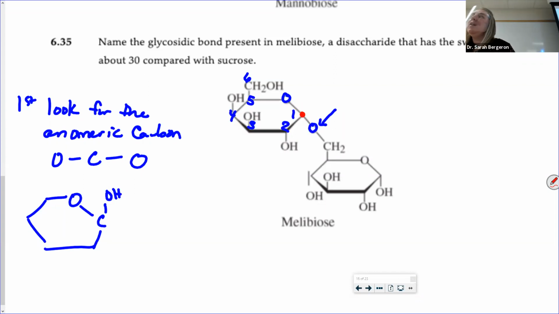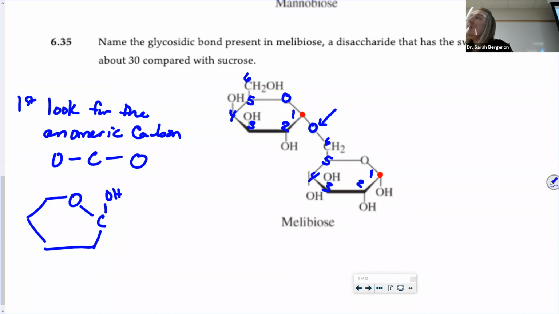Okay. So now I found my anomeric carbon here. Where's my anomeric carbon on the other ring? An OH. That's my anomeric carbon. So let me number it: 1, 2, 3, 4, 5, 6. Does my anomeric carbon on the second sugar participate in the glycosidic bond? No. Only the anomeric carbon on the first sugar participates in the glycosidic bond. That's going to be important later.